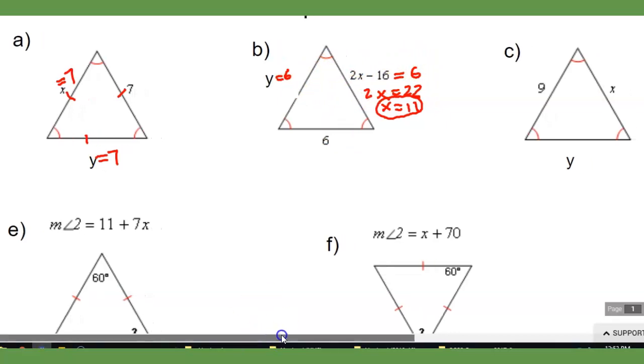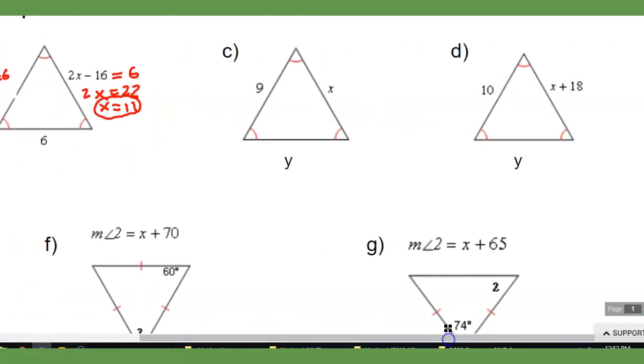Same thing over here with C. This side here is 9. It's equiangular, therefore it's equilateral. All the sides are congruent as well. So if one side is 9, they're all equal to 9.